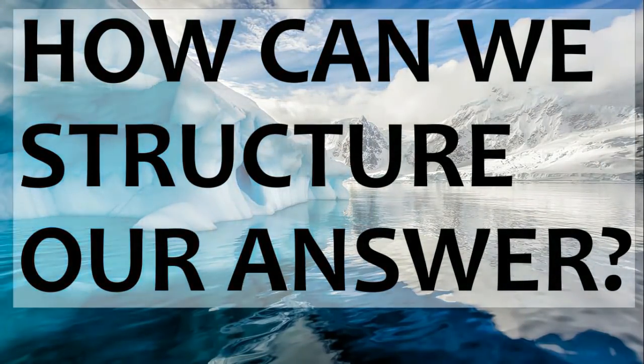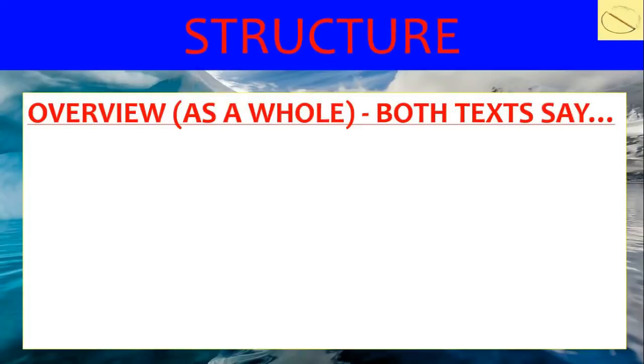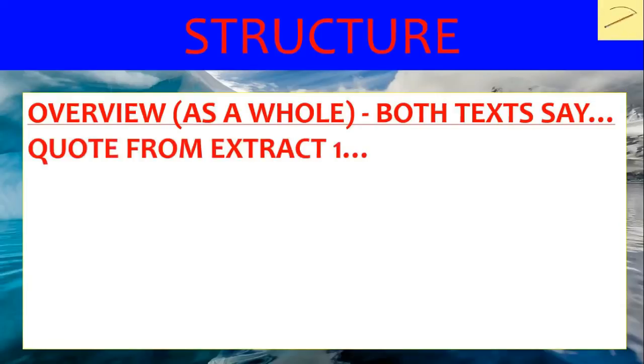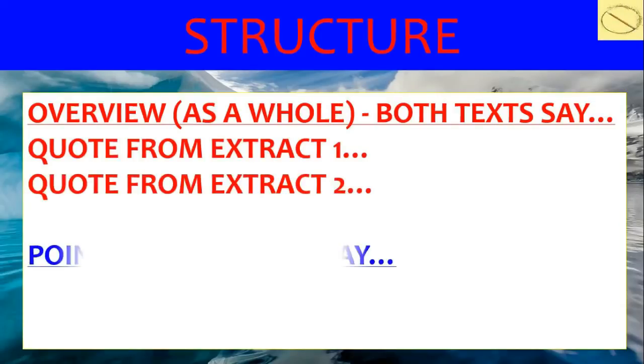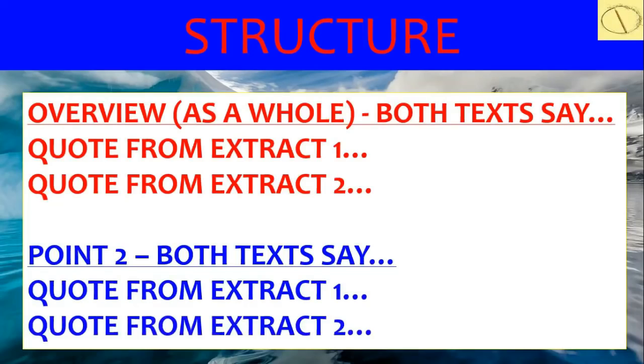So that's the main thing. How are we going to get this down on the page? So let's look at structure. First of all, you need to start off with an overview. Your first sentence should be, as a whole, what is the main thing? Do both texts agree about the food, or do both texts maybe differ about the food? Then you need a quote from extract 1, then a quote from extract 2, and then if we think of another point, another thing that both texts agree with or disagree with, a quote from each one.